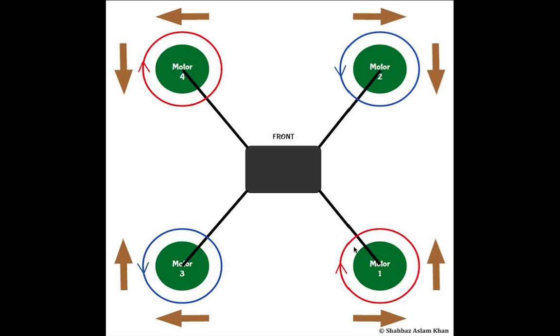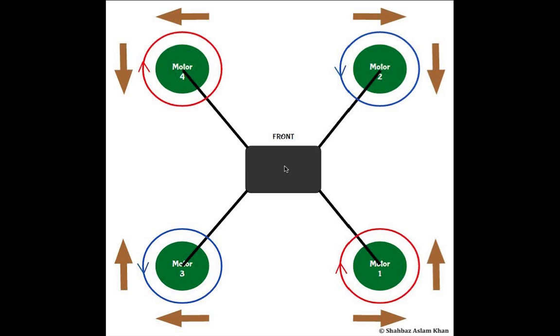For example, this motor spins clockwise, the angular momentum will be in this direction. And for this motor, the angular momentum will be in the downward direction. So both the angular momentum forces cancel out, or balance each other actually. Same is the case here and here and here. That is why the quadcopter does not spin about its axis, which we call a yaw effect in aircraft.